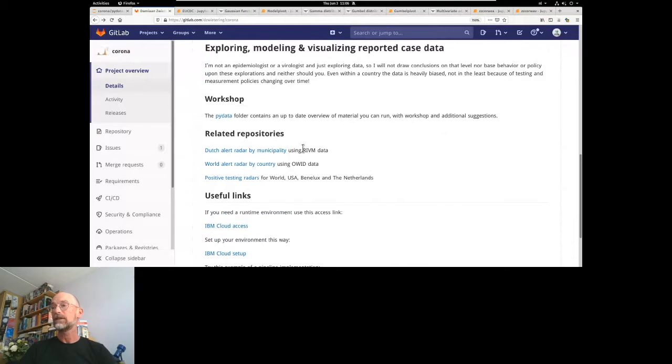I used a lot of different data sources. For example, you can see here I used Dutch data from RIVM. I used world data from Our World in Data. I switched for the US data as well. Thank you for the link. I switched to US data. First, I used the data from EU CDC, and I had to switch to other data sources.